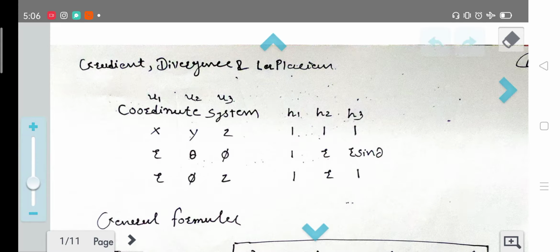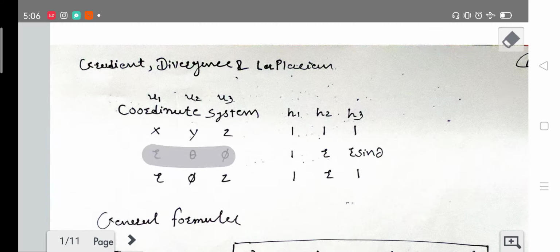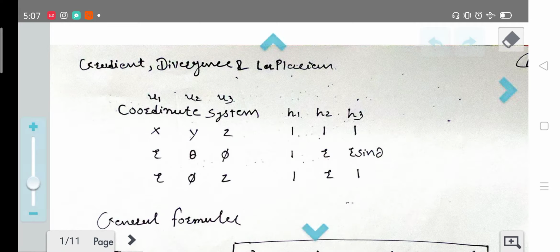Now let's talk about the spherical coordinate system. The coordinates will be r, theta, phi. So the values of u1, u2, and u3 will be r, theta, and phi, and the corresponding values of h1, h2, and h3 will be 1, r, r sine theta. If we talk about the cylindrical coordinate system, the coordinates will be r, phi, and z, and the corresponding values of h1, h2, and h3 will be 1, r, 1. So this whole table you need to remember. You can pause this video, take a screenshot and remember it.